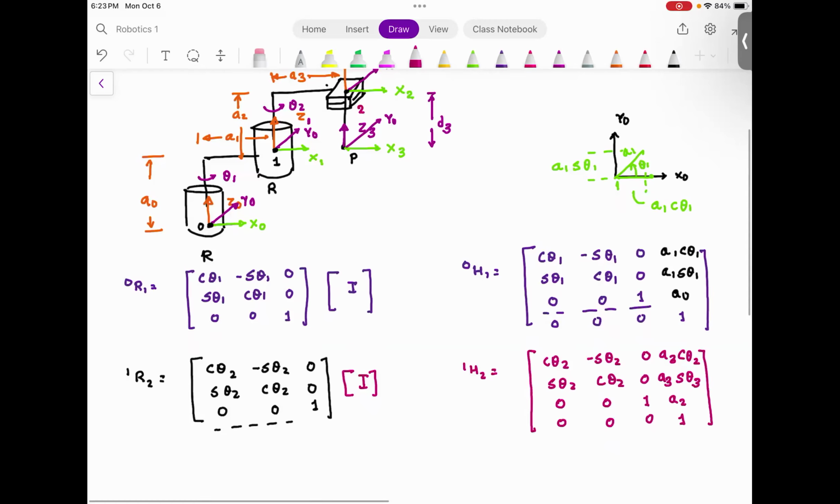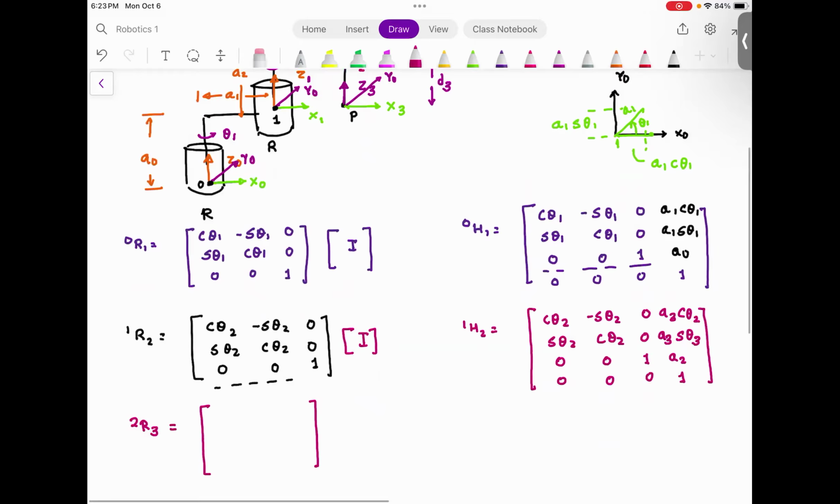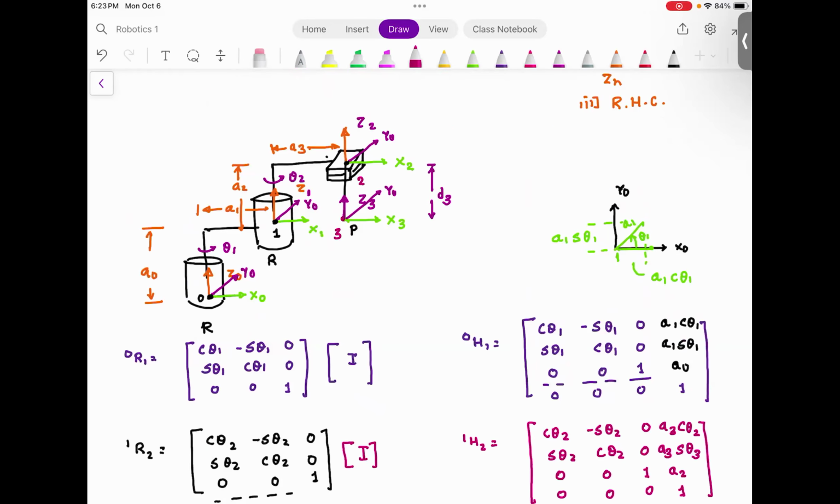What is 2R3? What is 2R3? Is there any revolute joint? No, no revolute joint. It means it has to be an identity matrix. For all prismatic joints, the rotation matrix is an identity matrix.